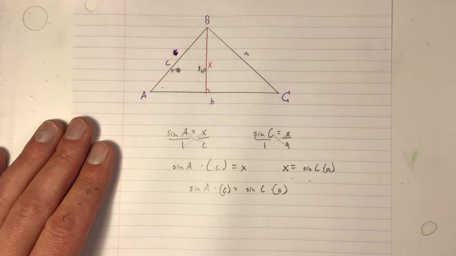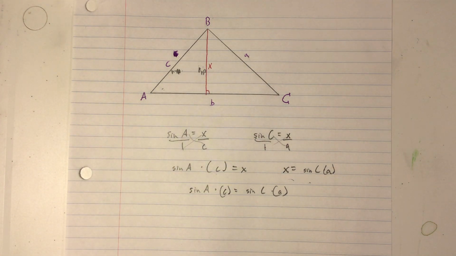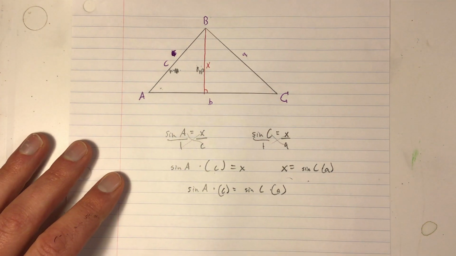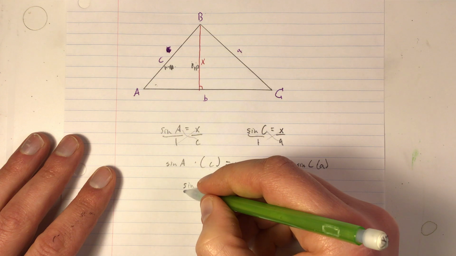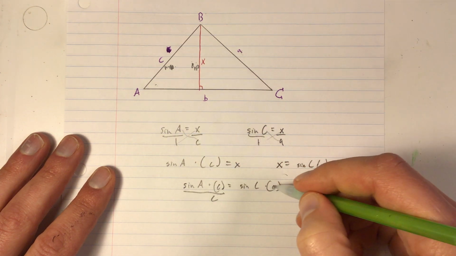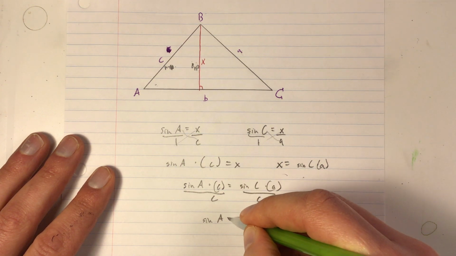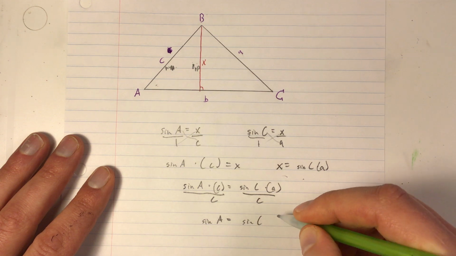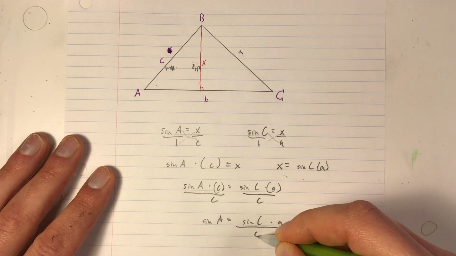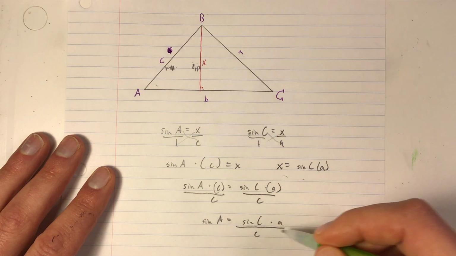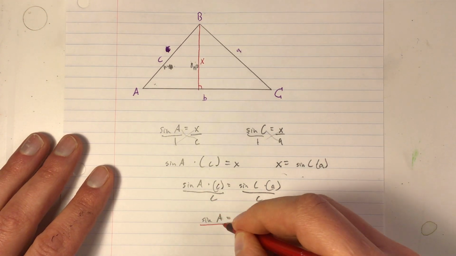You may say, well, okay, that's an interesting formula. That's kind of confusing, Mr. Kuhne. So someone had the brilliant idea of doing the following. They uncross multiplied. They divide this side by C and divide this side by C. And so they got the sine of angle A is equal to the sine of C times A all over C. Then they divided both sides by A.